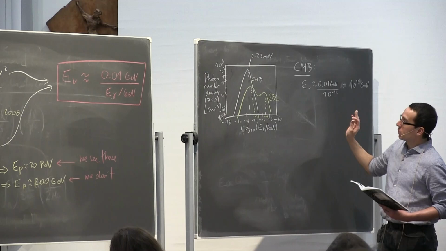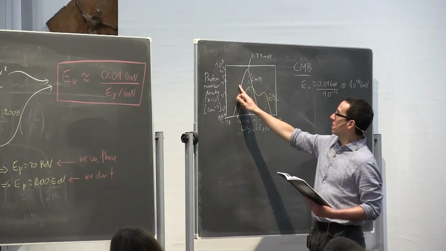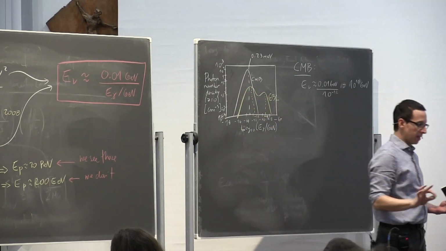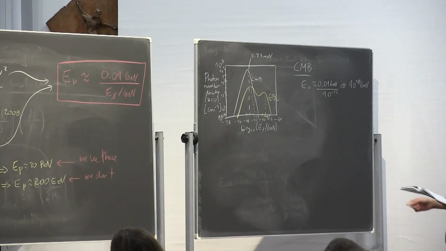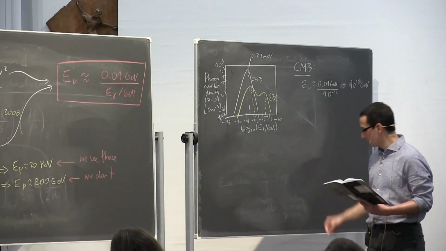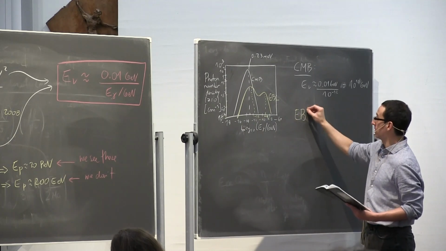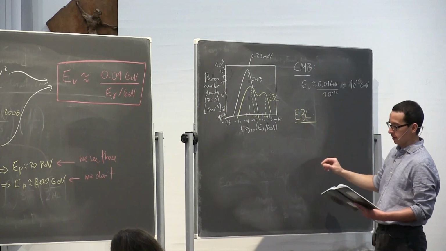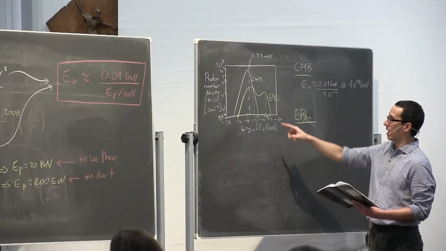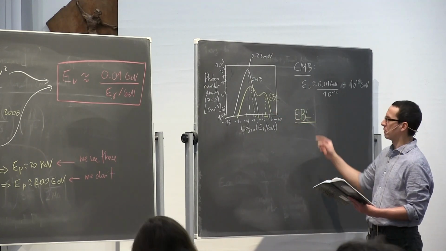So the neutrinos we expect from protons interacting with the CMB have energies that are already very near even the GZK cutoff. If we now do it for the EBL, we're going to have two peaks, so we need to do this calculation twice. Let's do it first for the low energy peak.